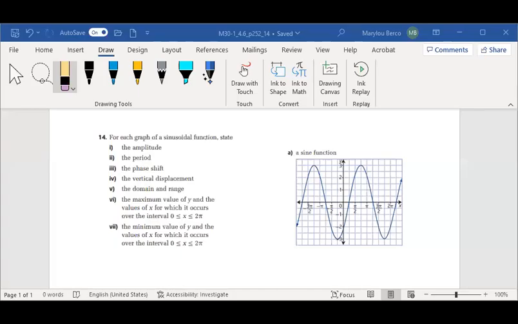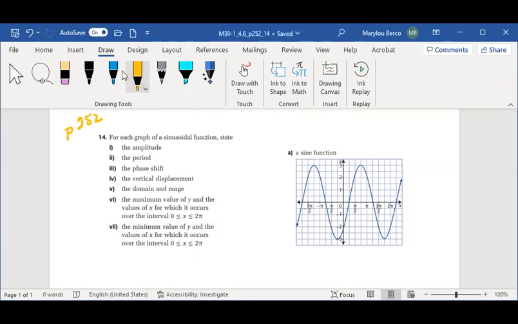Okay, let's take a look at number 14A on page 252. For each graph of a sinusoidal function, state the amplitude, period, phase shift, vertical displacement, domain and range, max value of y between 0 and 2 pi, and min value of y, and the value of x for which it occurs on the interval 0 and 2 pi. Okay, so here we go.